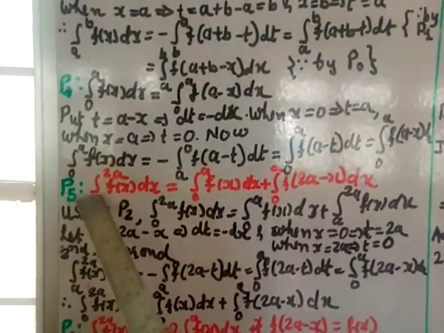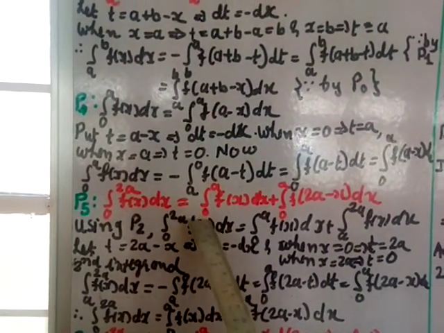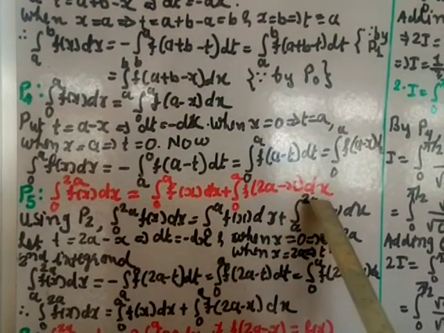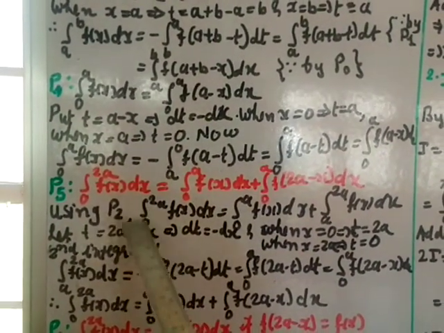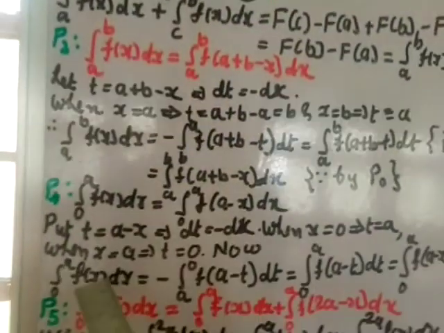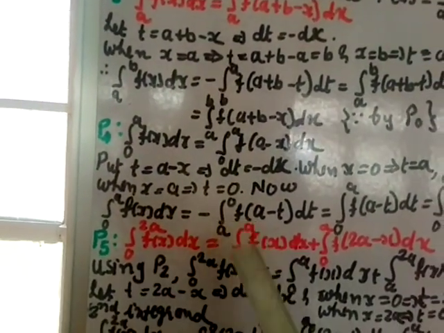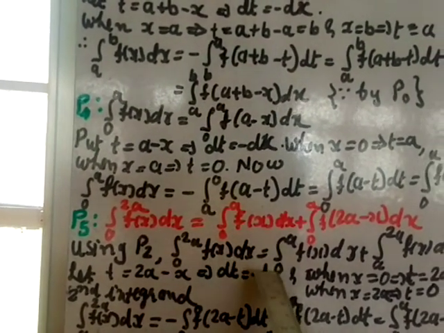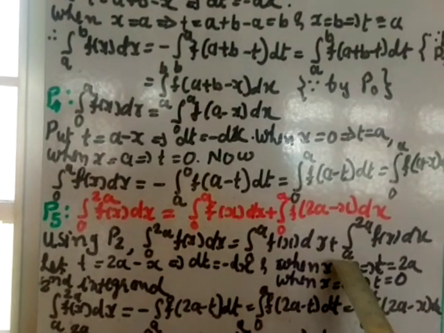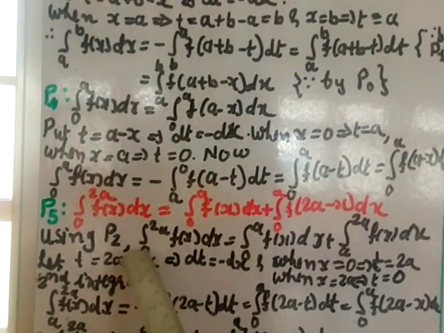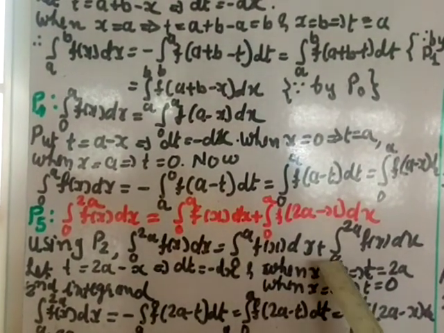Property P5. Integral 0 to 2a fx dx equal to integral 0 to a f of x dx plus integral 0 to a f of 2a minus x dx. Using property P2, integral 0 to 2a fx dx. P2 is this one, a to b, then you can write a to c and c to b. Okay, so we are going to change 0 to 2a into 0 to a and a to 2a. So 0 to 2a fx dx gives you 0 to a fx dx plus a to 2a fx dx. Just breaking the 0 to 2a property into 0 to a and a to 2a.